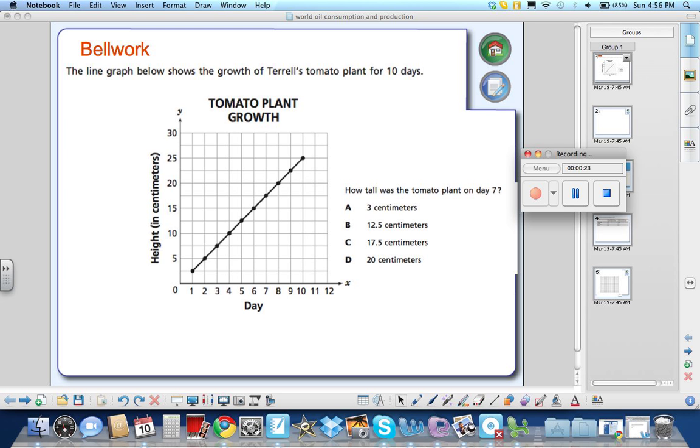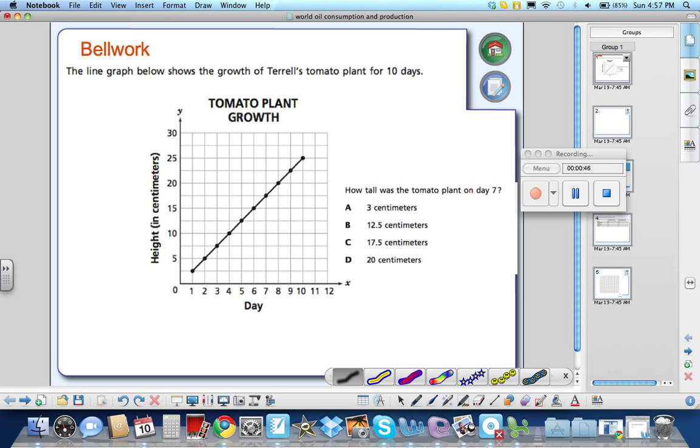The line graph below shows the growth of Terrell's tomato plants for 10 days. Notice this is a line graph. Notice that the day is on the bottom, the x-axis, and the height in centimeters of the plants is in the y-axis. We would like to know how tall was a tomato plant on 7 days.